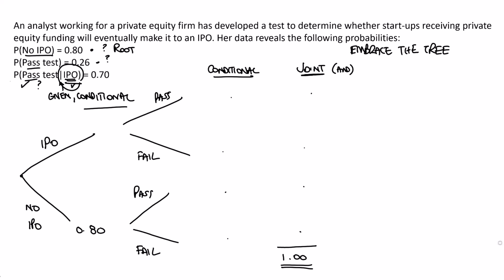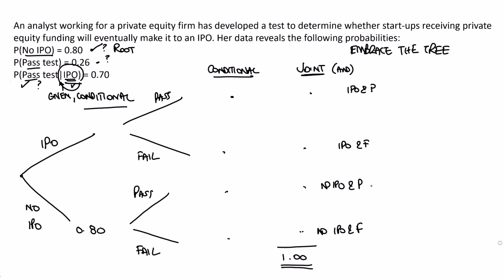What do we have? First one, no IPO is 0.8. We've put that in, 0.8 there. Second one is probability of passing the test. Well, I can't put that into my tree because these are all conditionals. So it's none of those. These are joints, these are 2 things. It's none of those. But look, we have 4 outcomes here. This joint one is IPO and pass. This joint one is IPO and fail. This one is no IPO and pass. And this is no IPO and fail. These are our 4 outcomes that add up to 1.